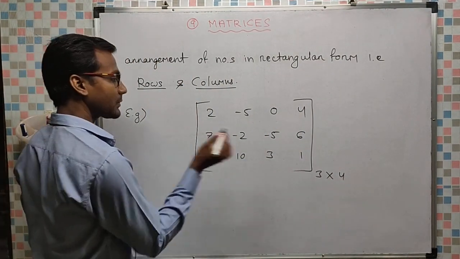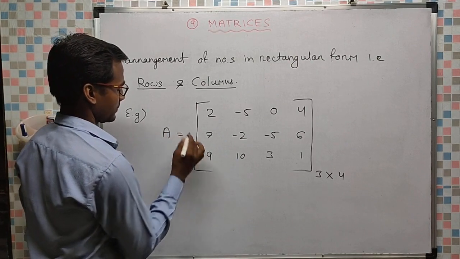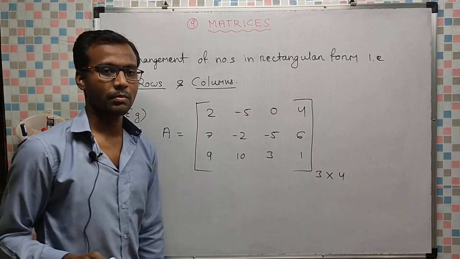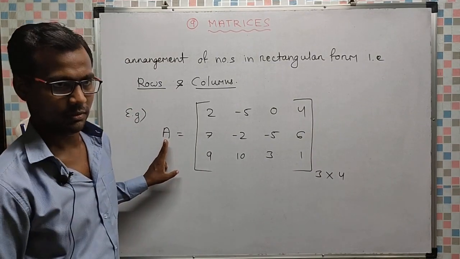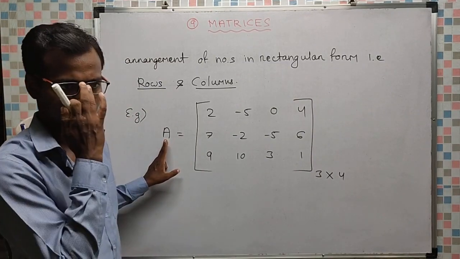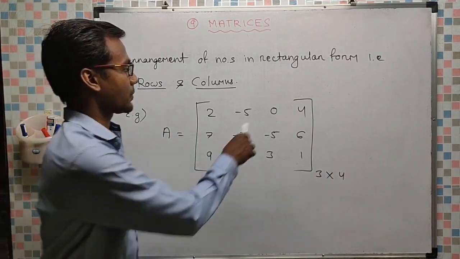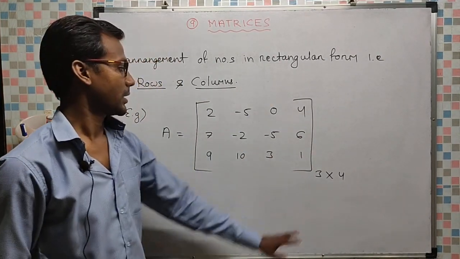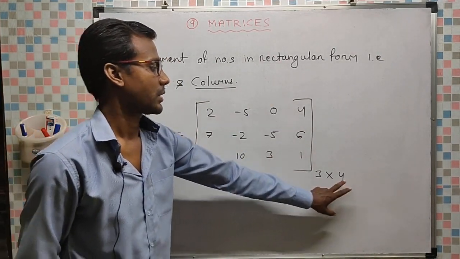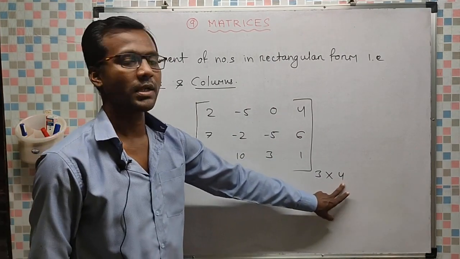Let the name of this matrix be A. Remember, matrices are represented using capital letters, just like we represent sets. A matrix is written in rows and columns with a square bracket. Do not forget the square bracket. Here we write the number of rows and number of columns. Here 3 means there are 3 rows, 4 means there are 4 columns.